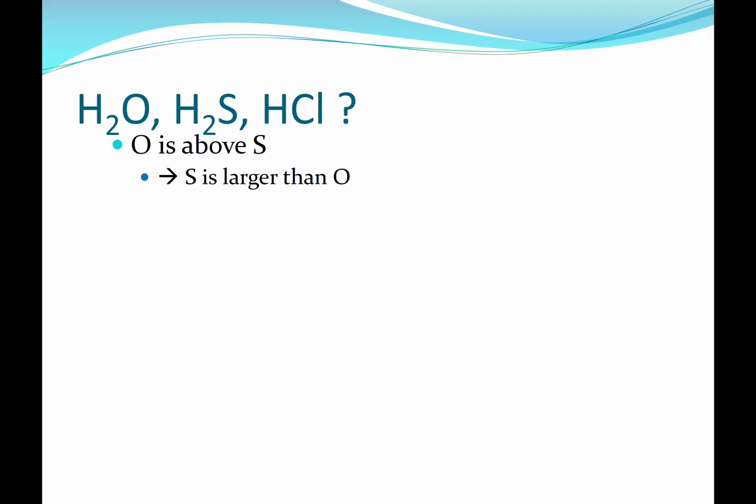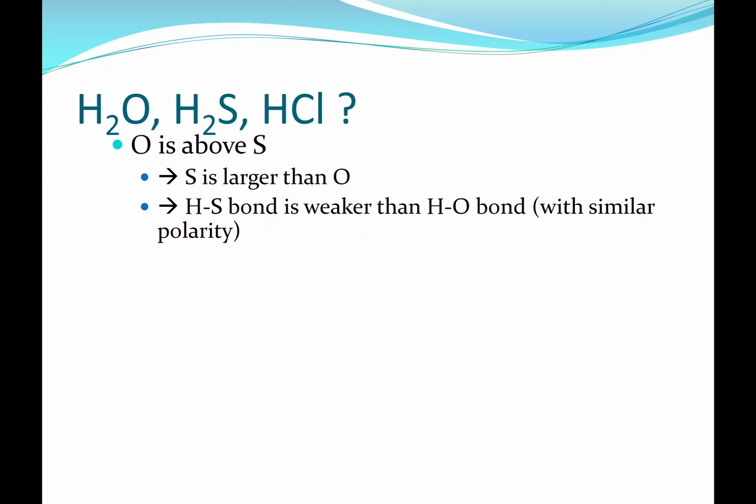As we go down the periodic table, atoms get larger. So sulfur is a bigger atom than oxygen is. Because it is bigger, and because going up and down on the periodic table the dominant factor is the size of the atom that the hydrogen is bonded to, the hydrogen-sulfur bond is going to be a weaker bond than the hydrogen-oxygen bond. They have similar polarity. Oxygen and sulfur are not super different in terms of their electronegativity, and so the size of the atom is going to be the thing that ends up mattering for us.